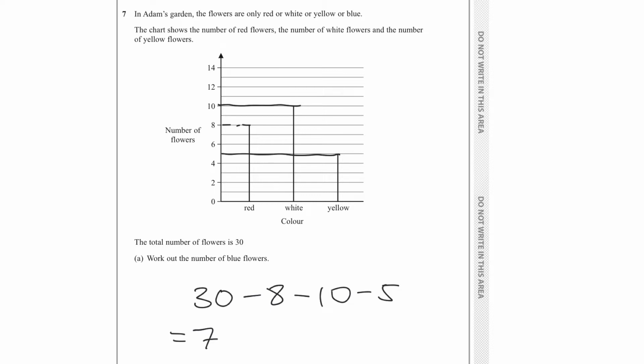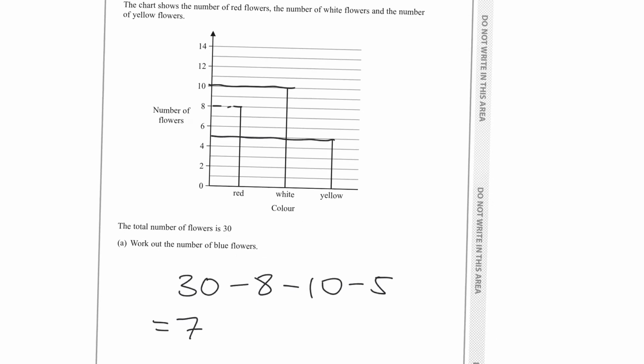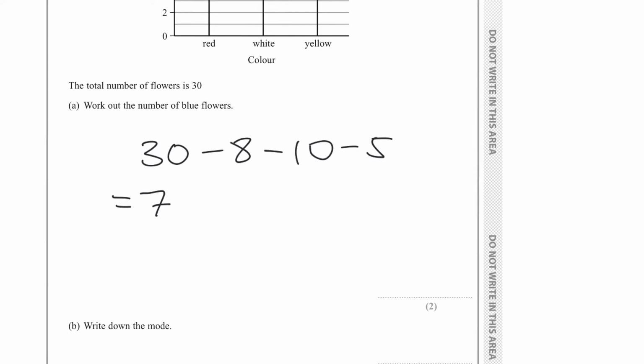Another way you could have worked it out is you could have done 8 plus 10 plus 5, then take that away from 30. Either way, you would be left with the same answer. And then it says write down the mode. So remember, mode is most common, right? So we're trying to figure out which color flower is the most common out of the bunch.